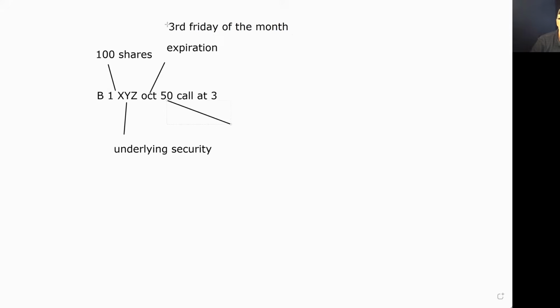Okay. Now, this is the exercise or strike price. You can use either one, exercise or strike price. That's the price we either get to buy or sell. And in this case, it's a buy because what is a call? A call is the right to buy. How many shares are you going to buy? Back to that, 100 shares.